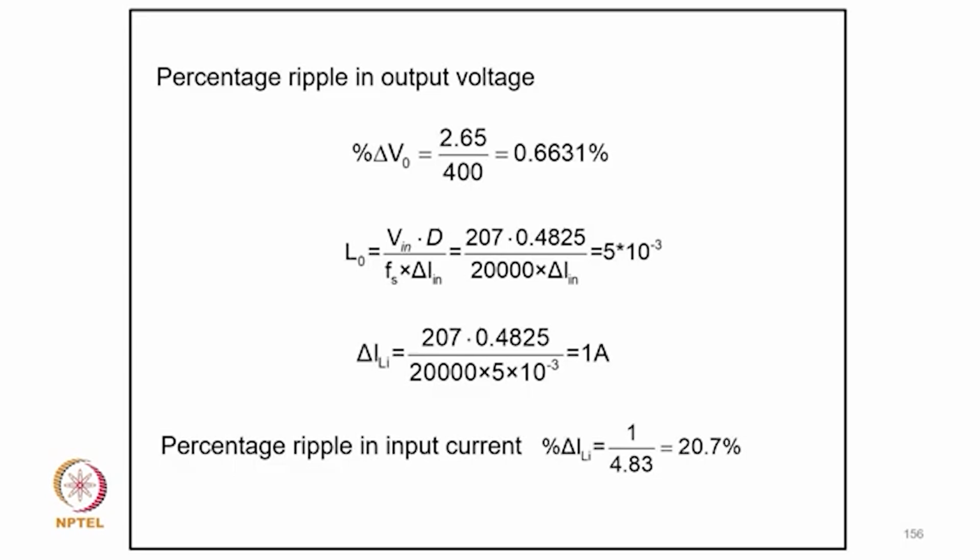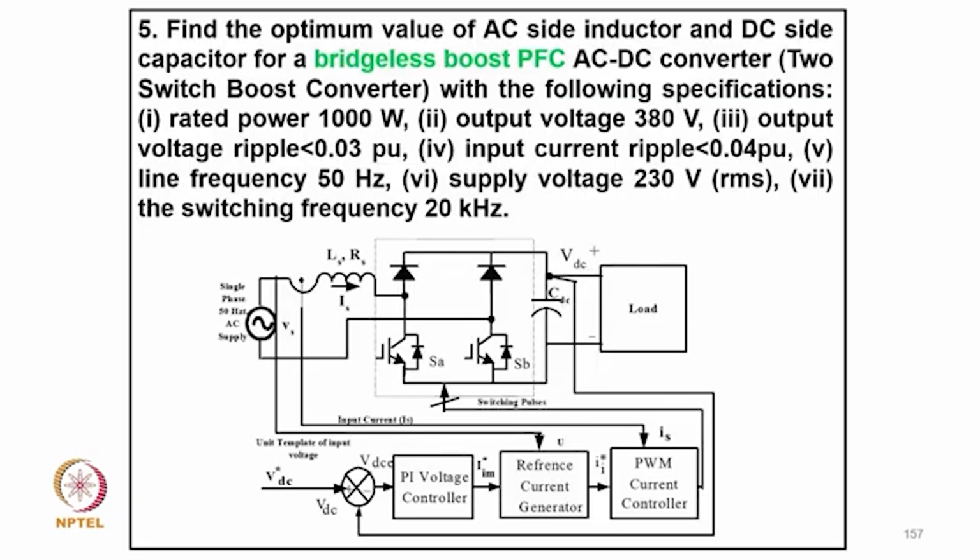0.6631 percent. And L equal to V in D upon Fs into delta I. Putting the value, it comes 5 into 10 power minus 3, that's 5 millihenry, and delta IL is calculated as 1. The percentage ripple input current comes 1.483, that is 20.7%.